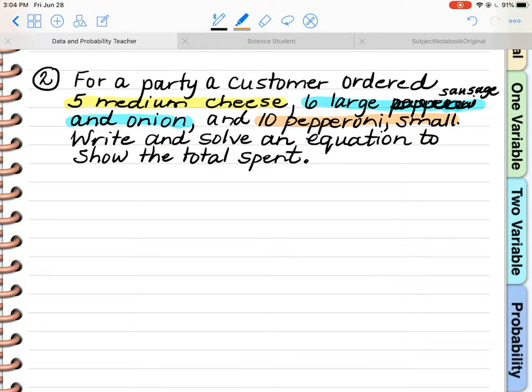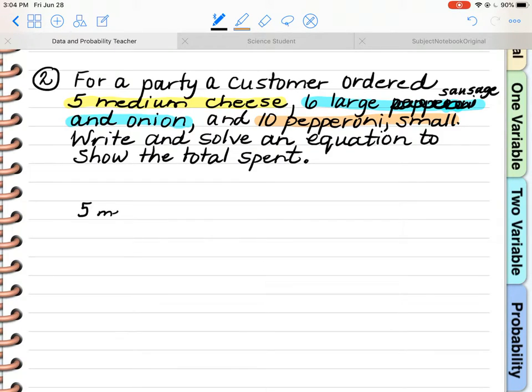So notice that each of these options tells me the size and the quantity and the type. And that's very important. I need to know the type and size, and I need to know the quantity that I want of each one. So this customer has ordered a lot of pizza. Write and solve an equation to show the total spent. So here's what we need to do.